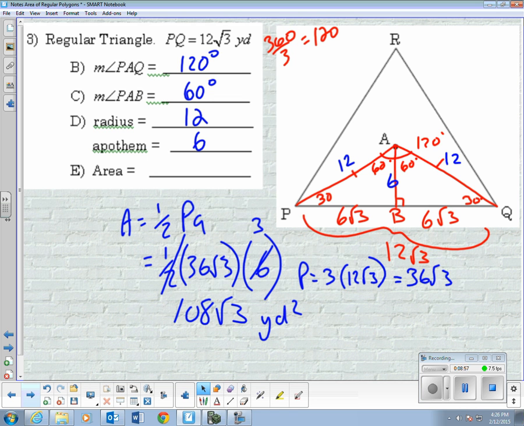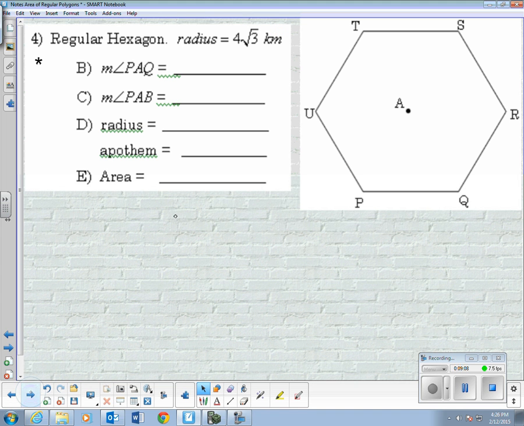All right, so I worked through the first 3. Those are the 3 types of problems that use special right triangles. All the other regular polygons use different triangles. So here's one for you to do. This is a hexagon. Work this hexagon out. Pause the video, turn the video on when you're ready to check your answer.